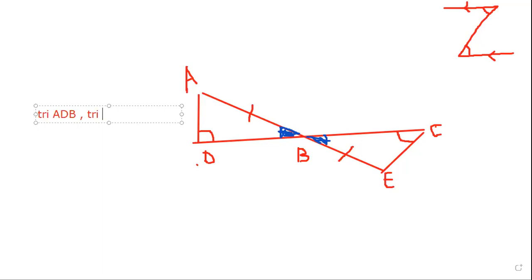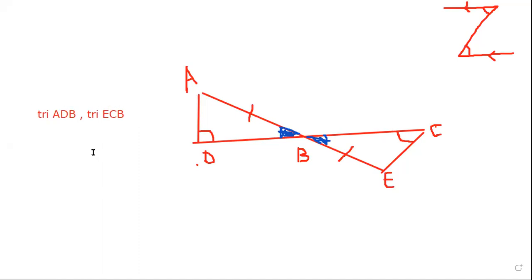And the other triangle BCE. No, listen. You said the triangle ADB. Then you have to look for the angle which corresponds to A. Which one will correspond to A? It should be E, right? So it will be ECB.